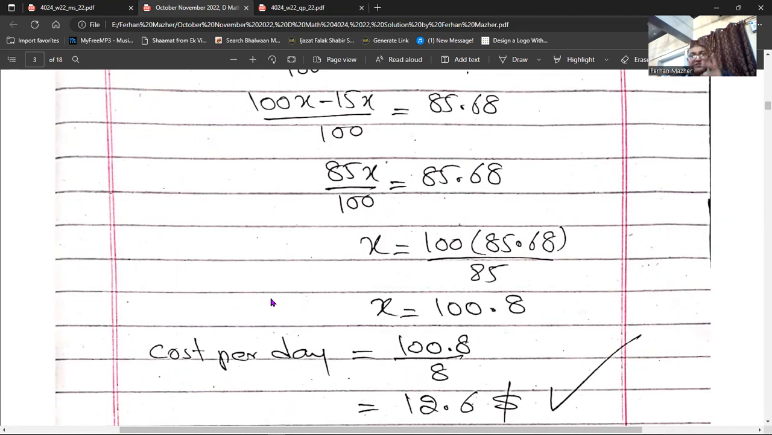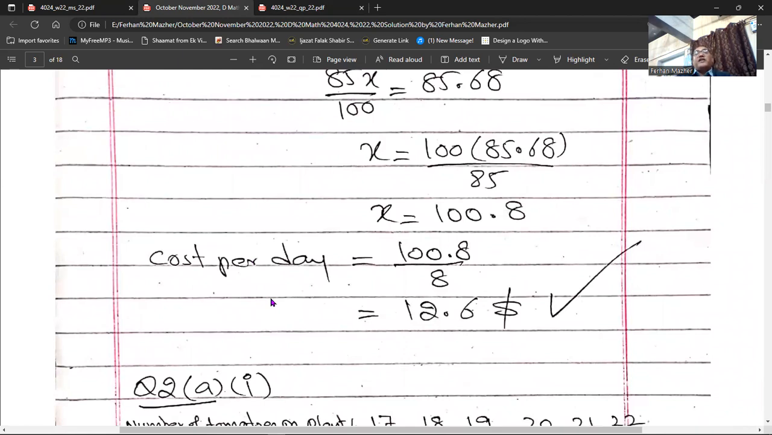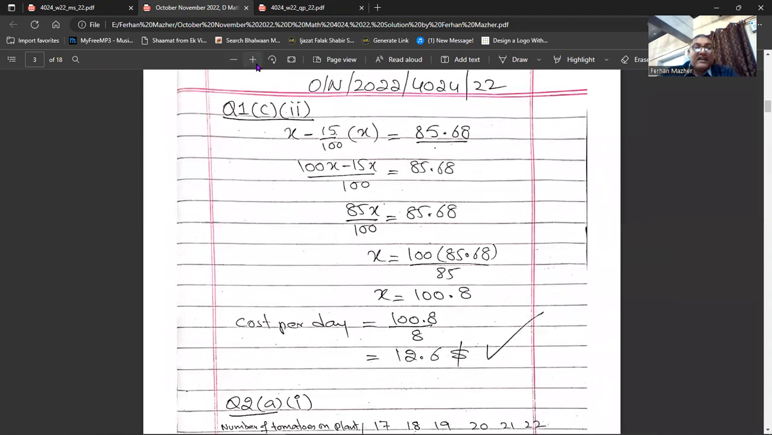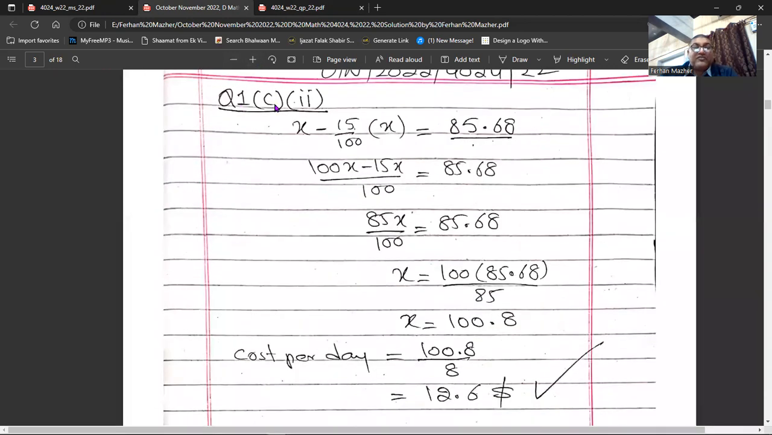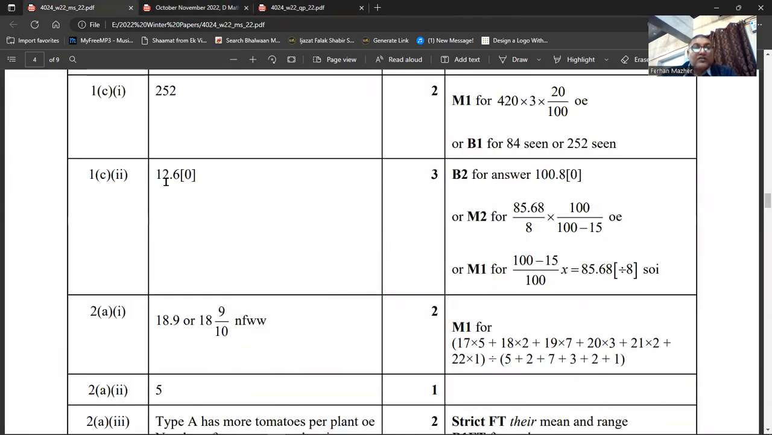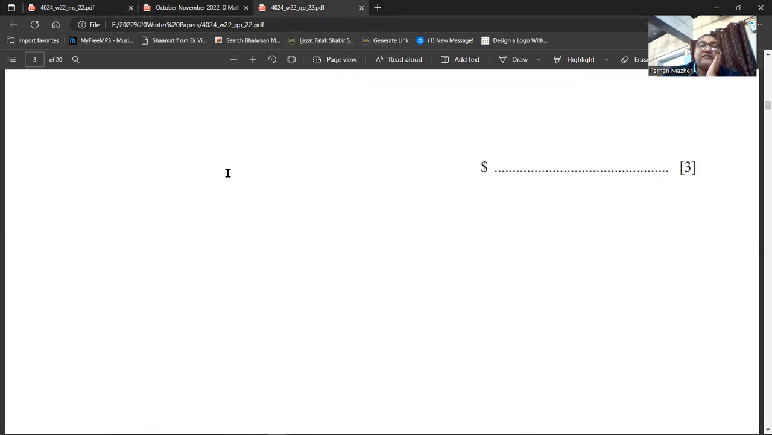So the actual price for 8 days of parking is $100.8. So what will be the cost per day? 100.8 divided by 8, and you get 12.6. So $12.6 is the actual price per day for the parking there. So let's check. 12.6 is the right answer. So this is the solution, and here we go.